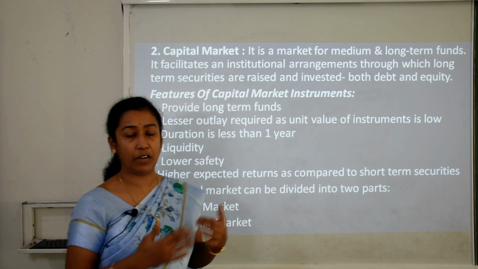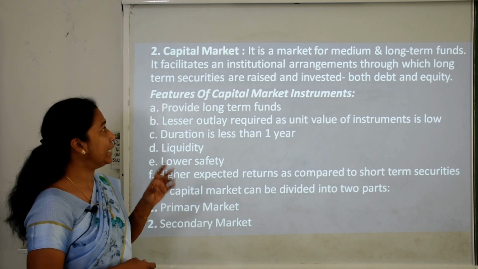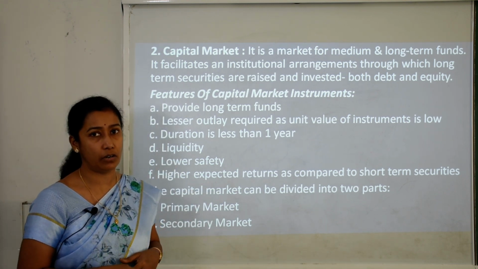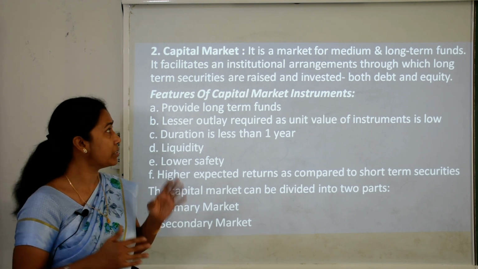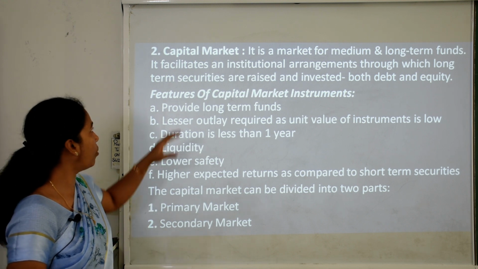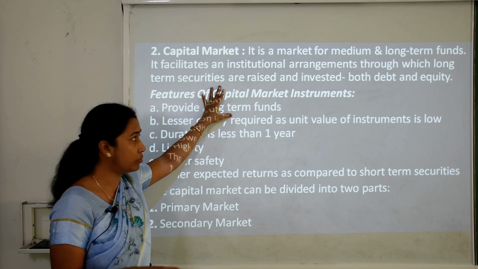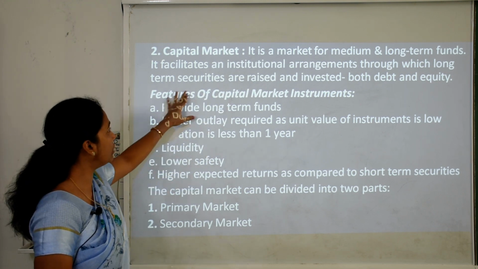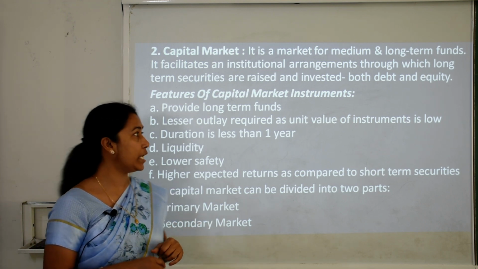The second kind of market, after money market, is capital market. It is a market for medium as well as long term funds, just like money market was for short term funds, whereas capital market is for medium and long term funds. It facilitates an institutional arrangement through which long term securities are raised and invested, both in debt as well as equity.